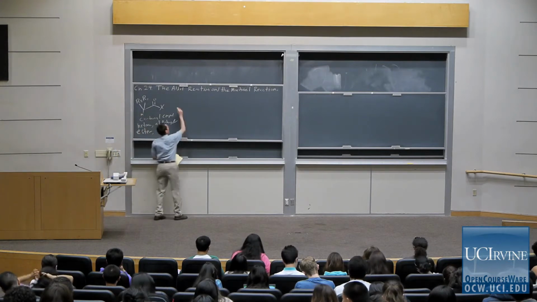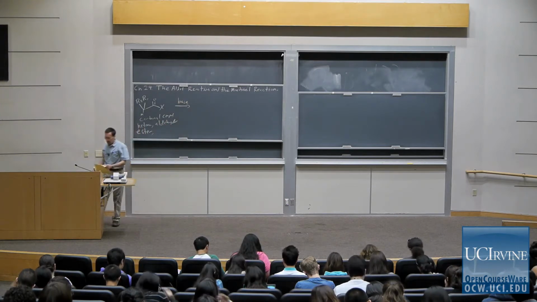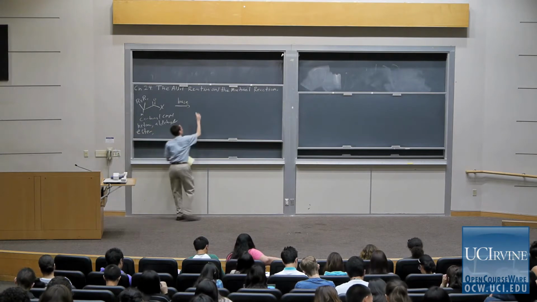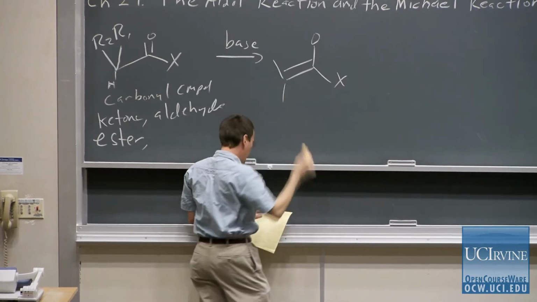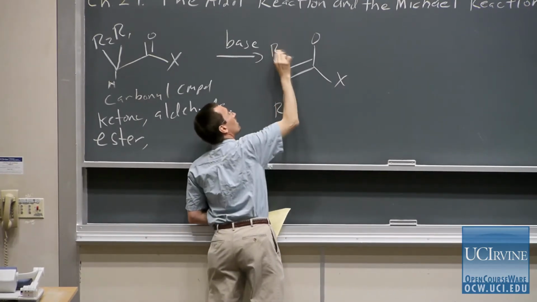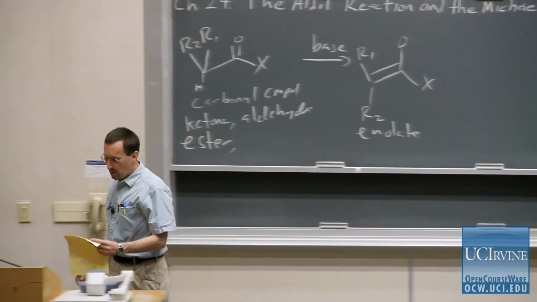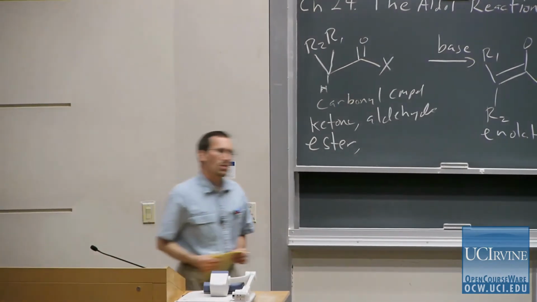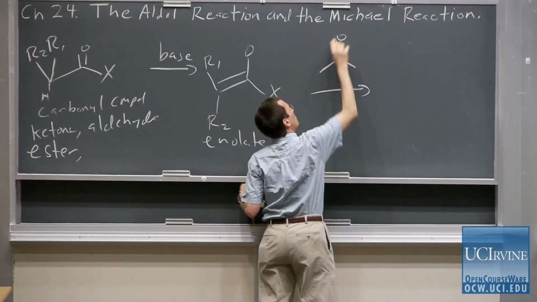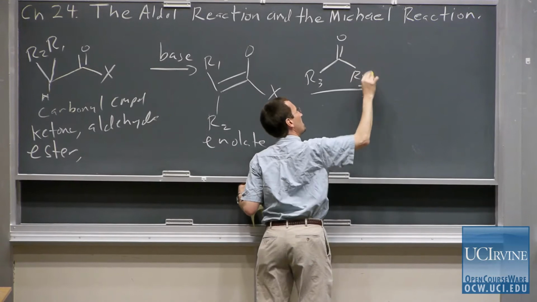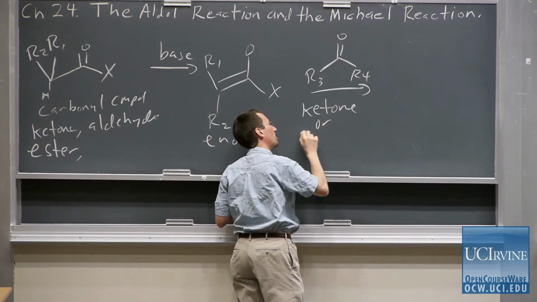And we have some sort of base, and we'll be talking a lot about bases. Right now, I'm just giving this sort of as a generic cartoon. And under some conditions, we get an enolate. And we allow that carbonyl compound to react with a ketone or aldehyde, sometimes all mixed together, sometimes done in sequence. We'll talk more about specifics in a moment.